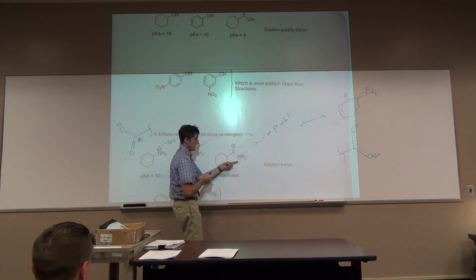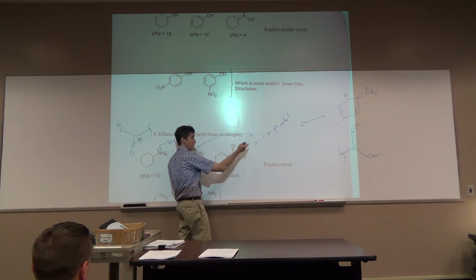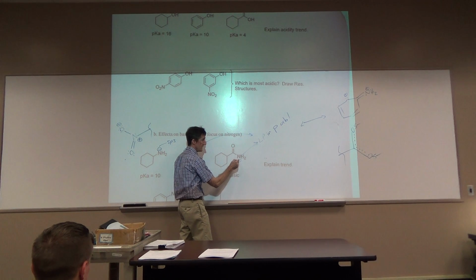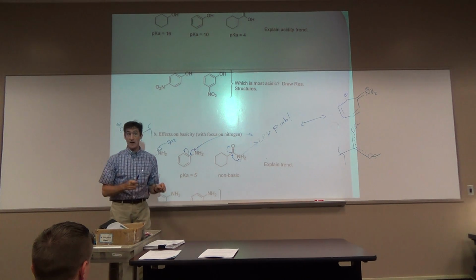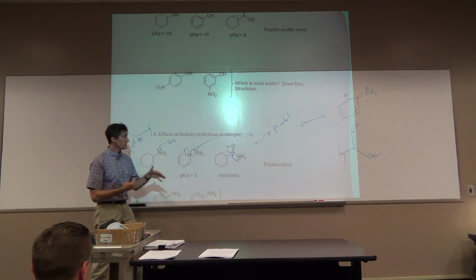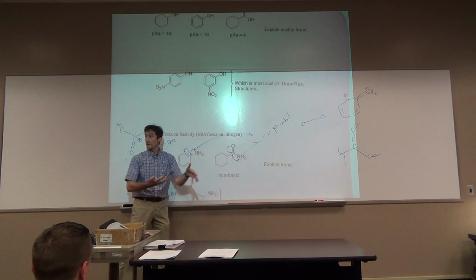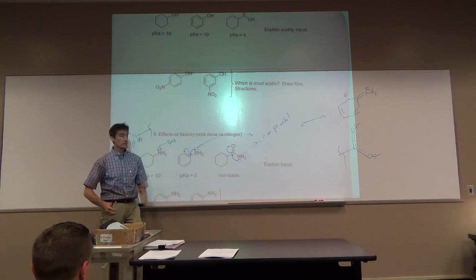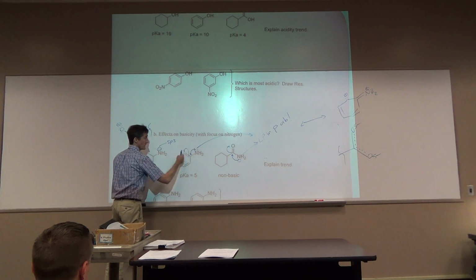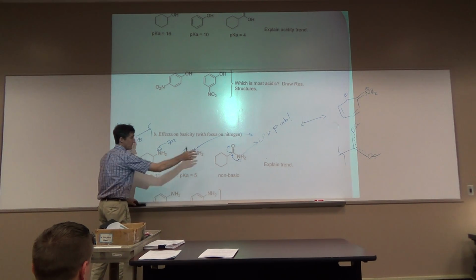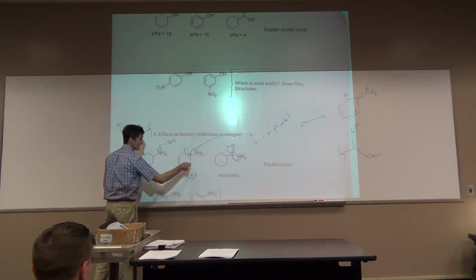How about this guy? Why is it non-basic, even though they're both in P orbitals? Because when you spread it out, what do we put the lone pair on? You put it on oxygen. That's a much greater contributor. So the electrons are really moved onto the oxygen more. And so they're less there. But here they're not moved away from because it's carbon. So kind of an exception. P orbital, but slightly basic.